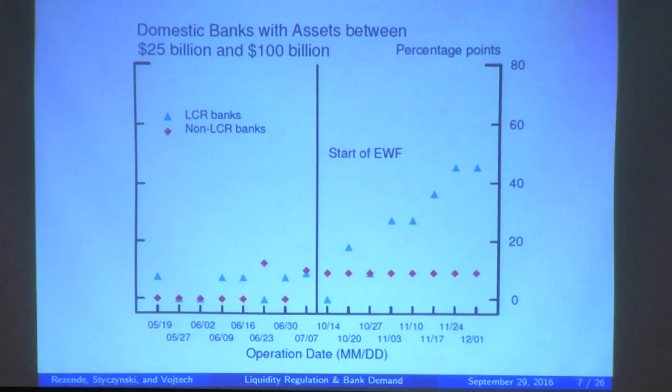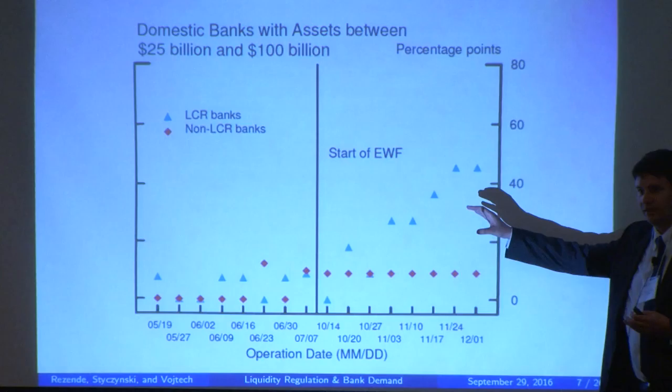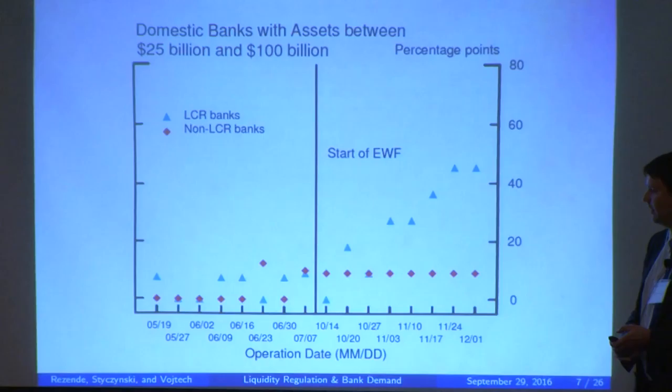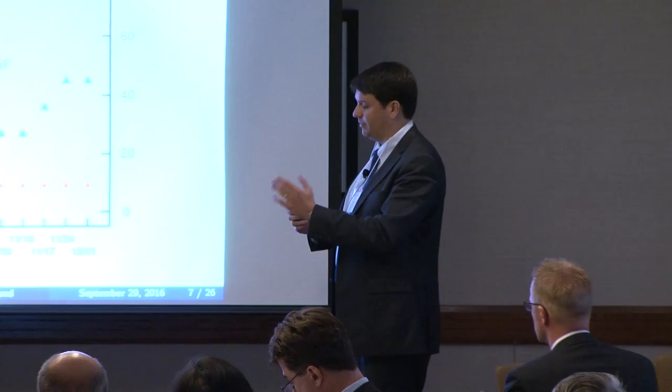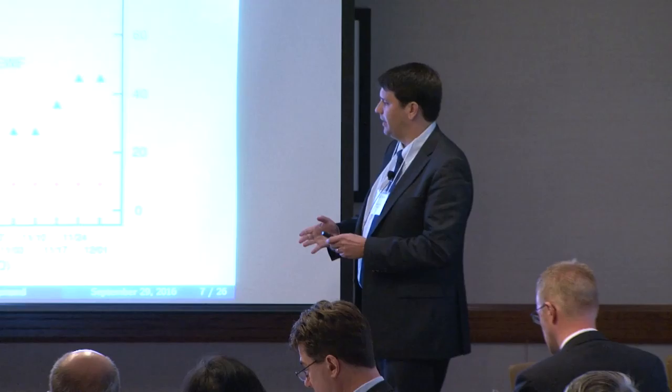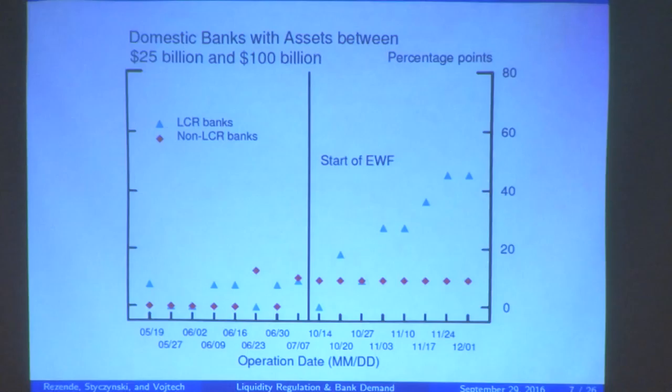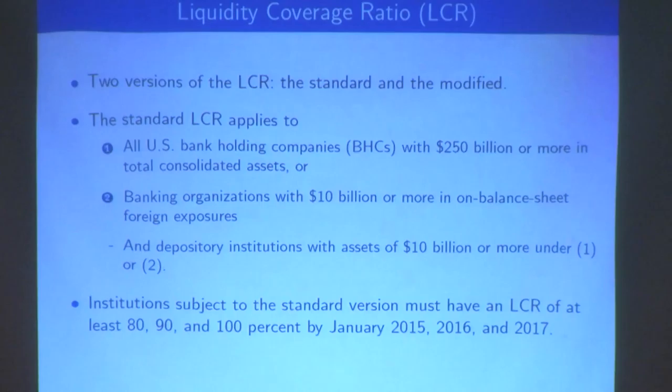So the idea of the paper, what we're going to do is to estimate this change in the trend, and we attribute this change in the trend to the advantage of the term deposits, between banks not subject to the LCR and banks subject to the LCR, and the effect of this advantage on the participation of banks. Is that clear to everyone? So let me go into the details of the LCR a bit.